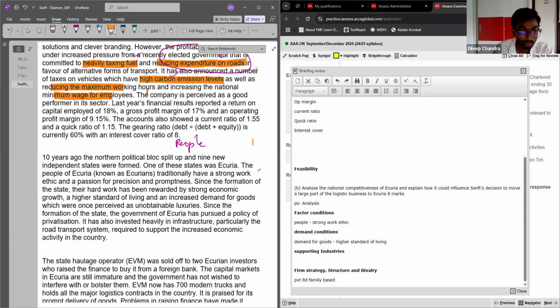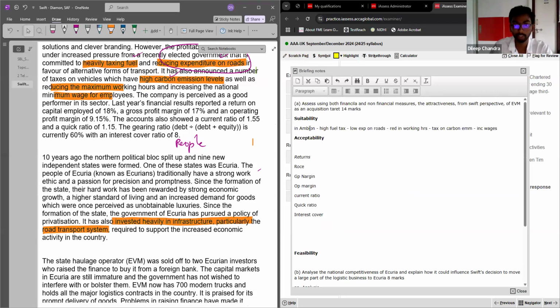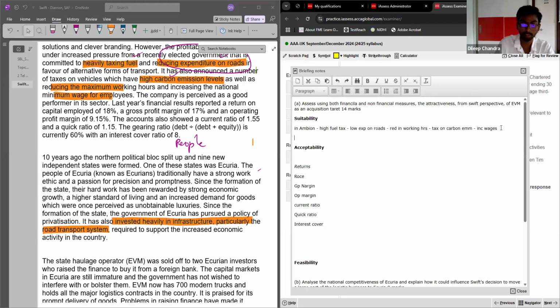So now also invested heavily in infrastructure, particularly in road transport system. Okay. So in suitability, I will write in Ecuria, investment in roads. Okay. Nice. All right.